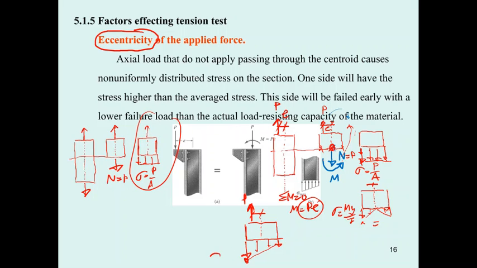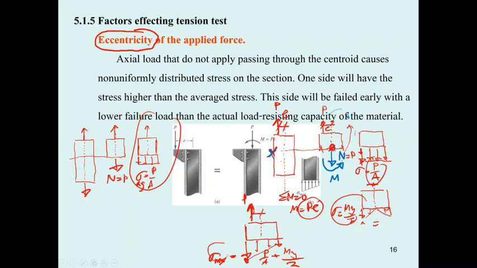This one is non-uniform, and you have sigma max here, which is going to equal P over A plus My over I, which is going to be higher than the average sigma, that is only P over A. So when you test this specimen, it's going to fail in this portion or in this portion earlier than the other portion.